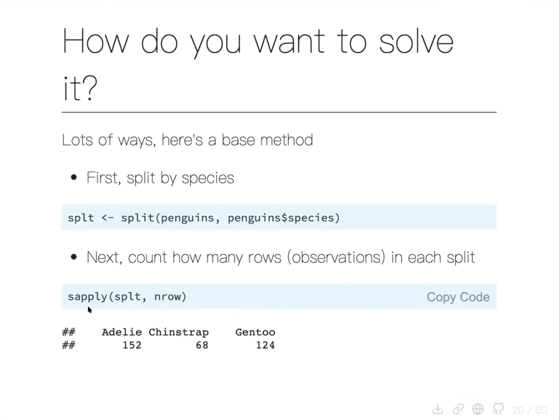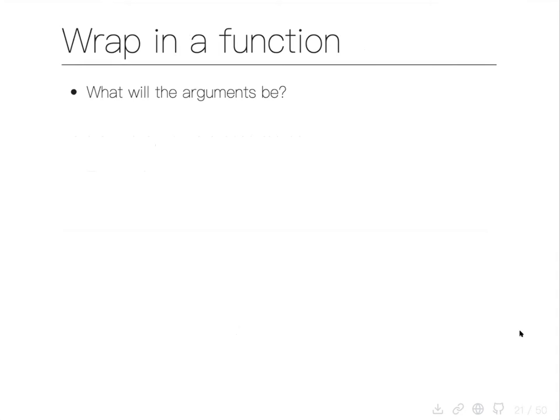And so we can say sapply on split, give me the number of rows. And we get 152, 68, and 124. We could go on from here, but that's basically it. That's the output that we want, right? It's the count, the number for each level. It's not a data frame output like we originally had, like I showed, but I also said you didn't have to have that. So now we can wrap it in a function.